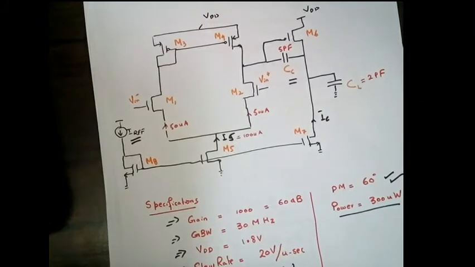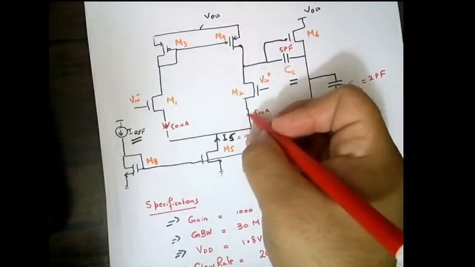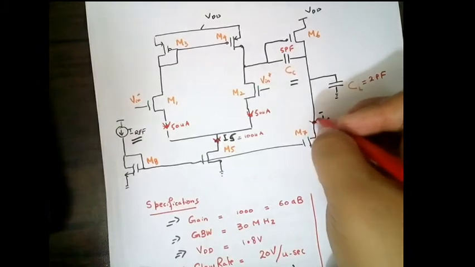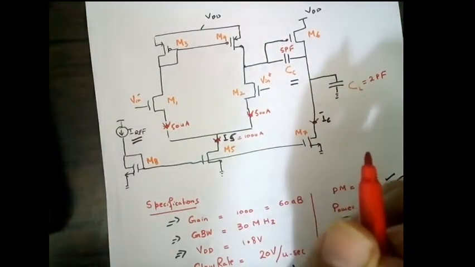So we have 50 microamps flowing from here and 50 microamps flowing from this side. Rather, the sign should be basically in the opposite direction, so the current is going to be downside. So this current is 50, this current is 50, this current is 100 microamps. So we know all this information.